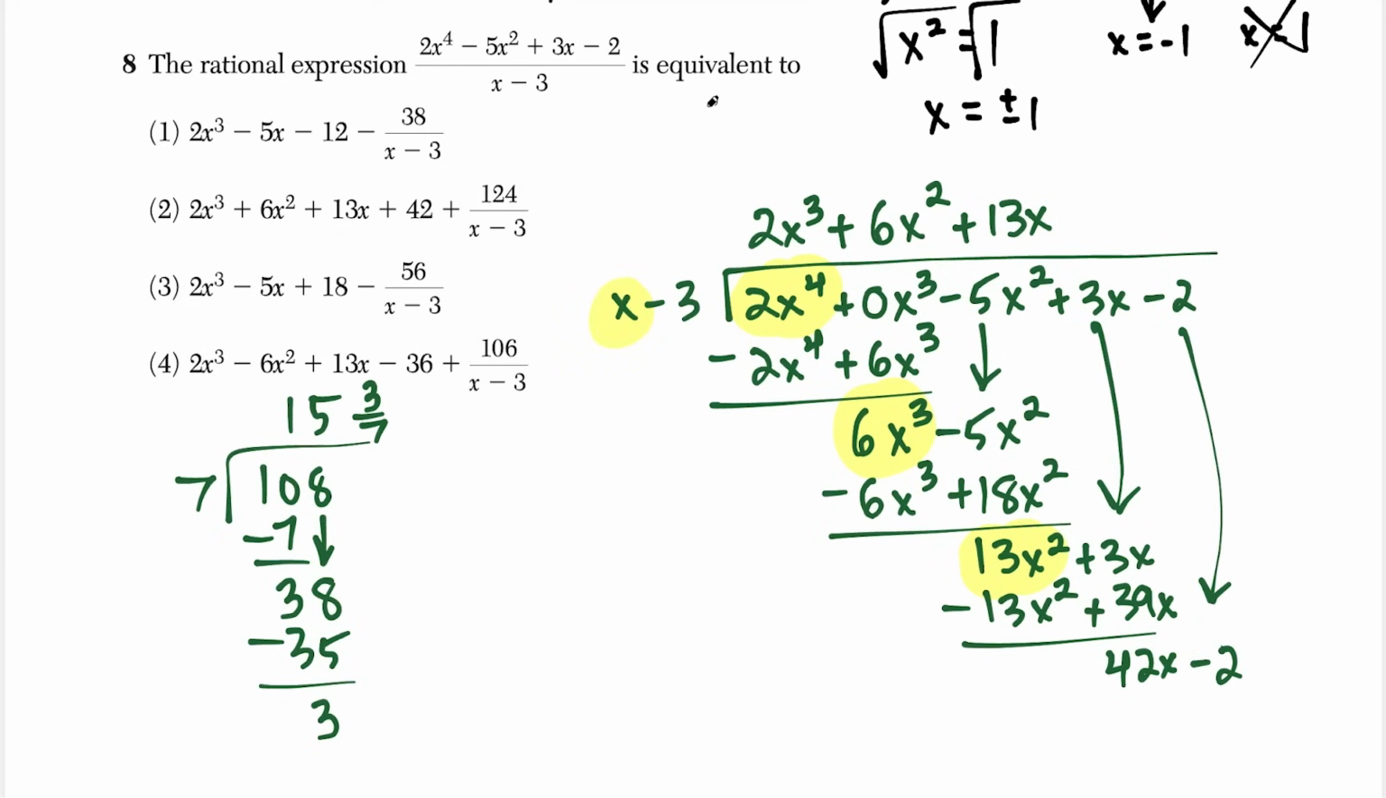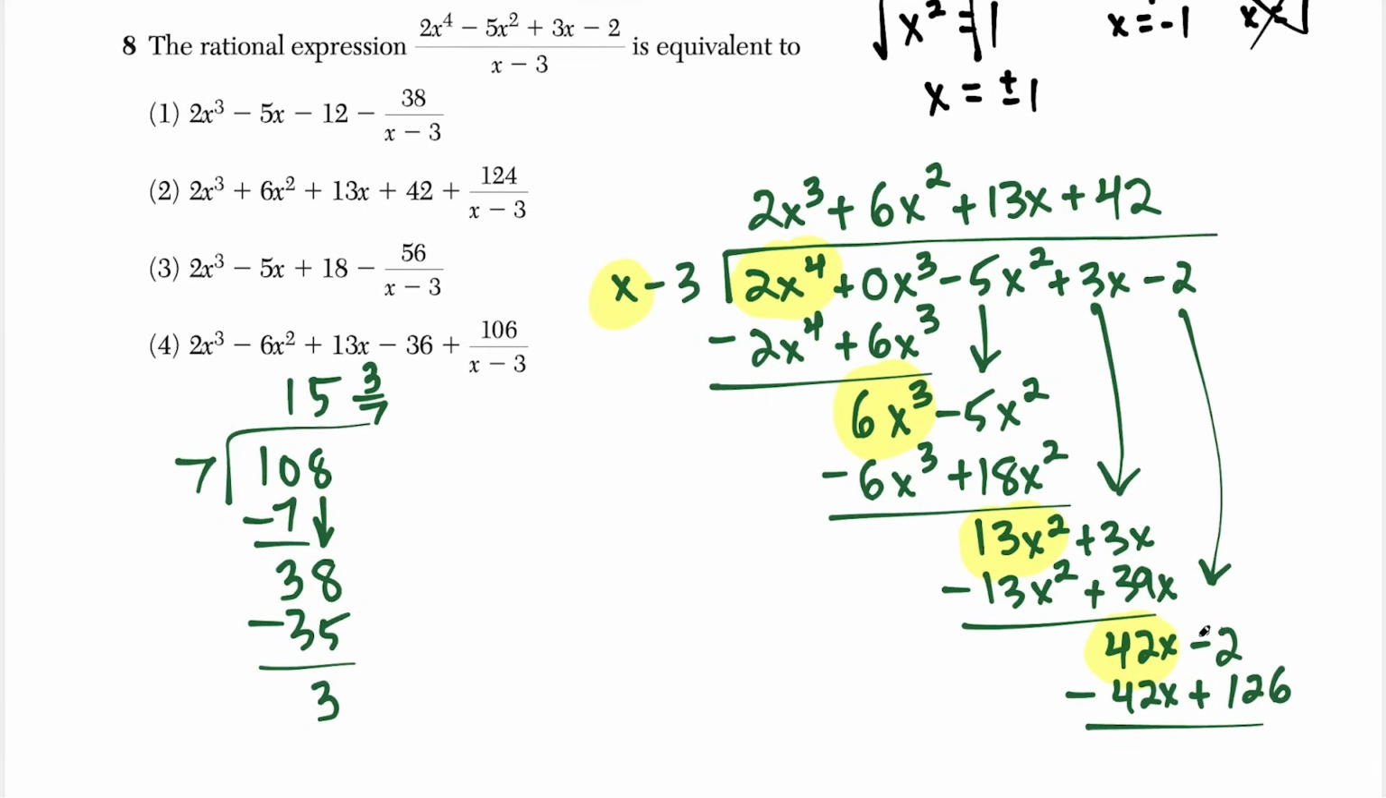We do this process one more time, and we're doing 42x divided by x is 42. Okay, so we get here, and we distribute. We have 42 times x is 42x. 42 times -3 is going to give us -126. And we subtract, so we're going to change the sign of everything. And our remainder here, when we do -2 plus 126, is 124.